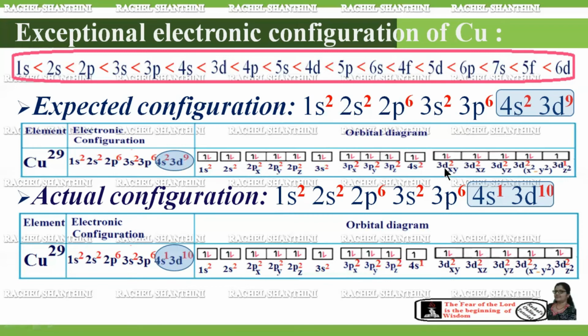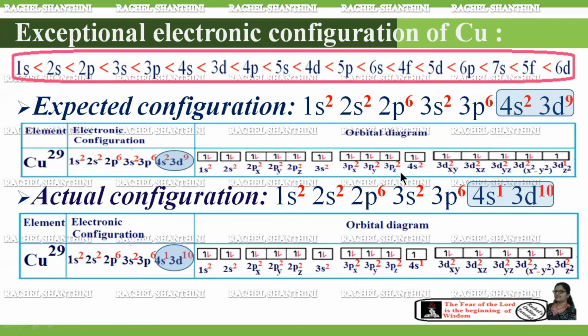So the sixth electron will come and pair with the first electron present in 3dxy, right? Then the seventh electron will pair up with 3dxz. So we have 2 electrons in 3dxy and 2 electrons in 3dxz. And the eighth electron will come and occupy 3dyz. So we have 2 electrons in 3dyz. And the ninth electron will come and occupy 3dx square minus y square. So we expect 2 electrons in 3dx square minus y square. This is the expected configuration, right?